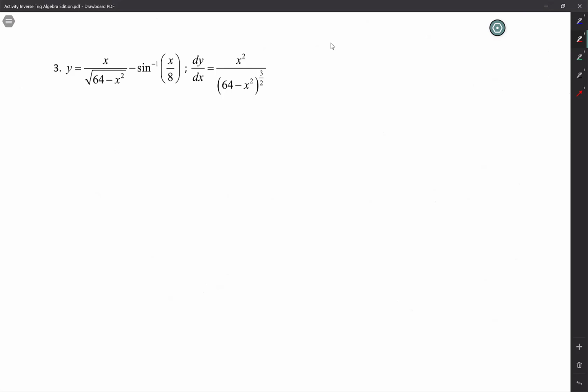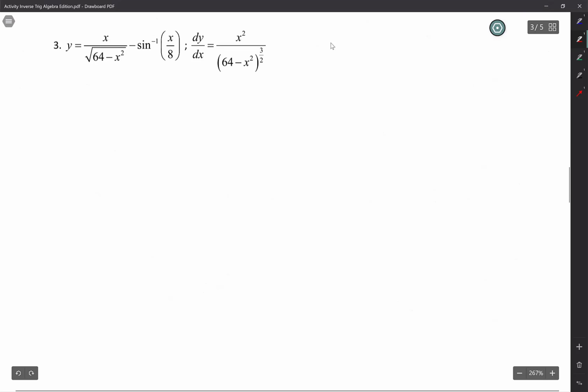All right, this one here is going to require some algebra. I don't think it's extreme algebra, just intermediate algebra maybe. So here we go. There are two terms, or two things going on. You got something over something and then minus arc sine. Understand that we're going to have to do the derivative here, obviously, because that's what we're doing.